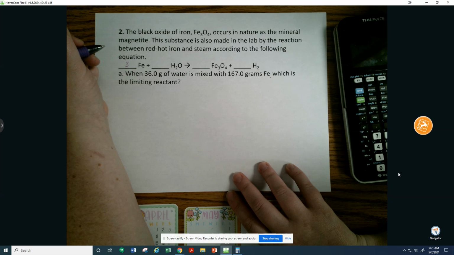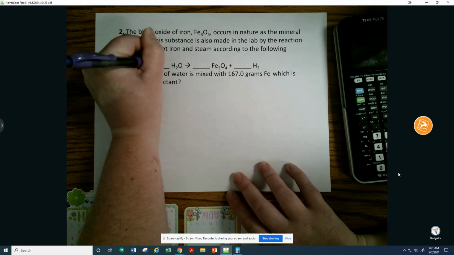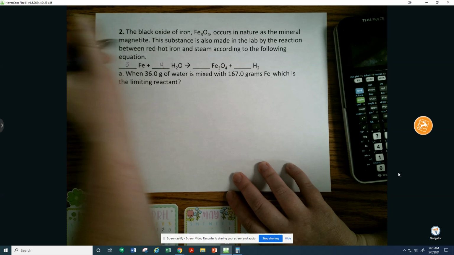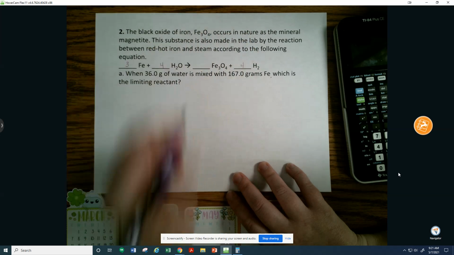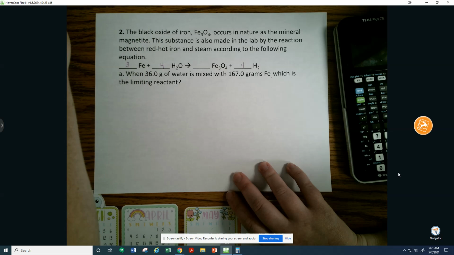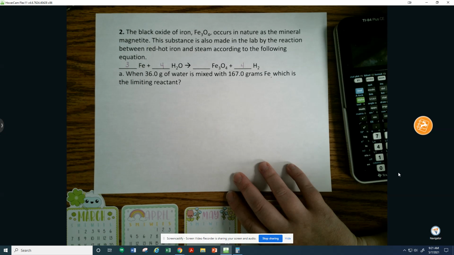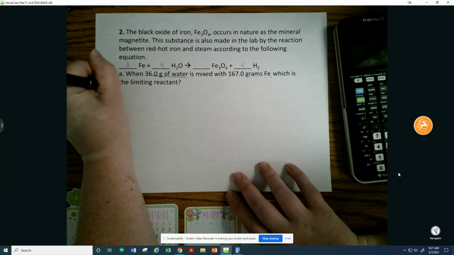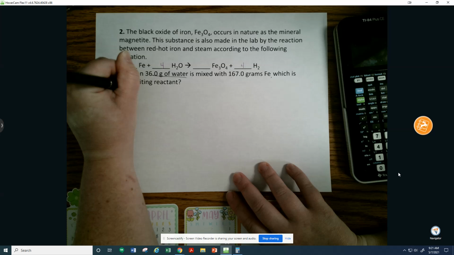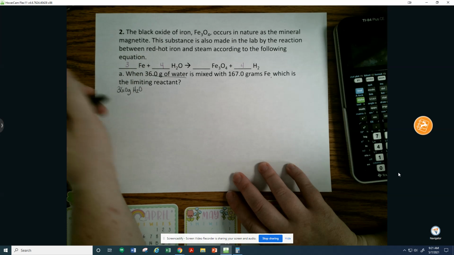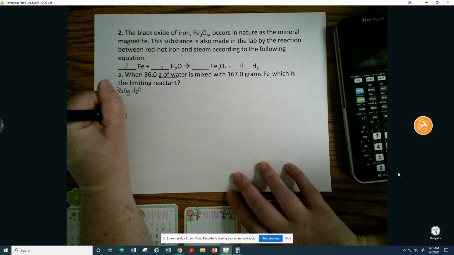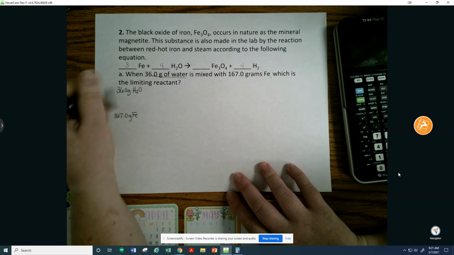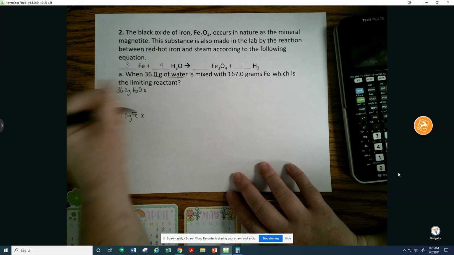Then we need to start taking care of our oxygen and hydrogen. Right now the hydrogens are balanced. I have 4 oxygens on the product side, so 4 here will help me there. That gives me 8 hydrogen, so I need a 4 here to get that to 8. So 3, 4, 1, and 4 are my coefficients. So we have 36 grams of water. So again, that is one of my reactants, and we have to compare it to our other reactant, the 167 grams of Fe. We want to know which of these is limiting and which one is excess.